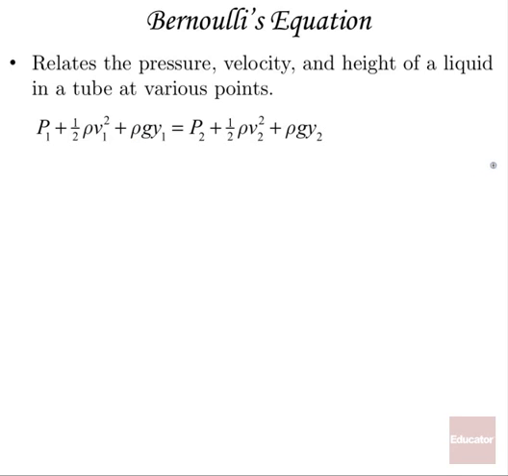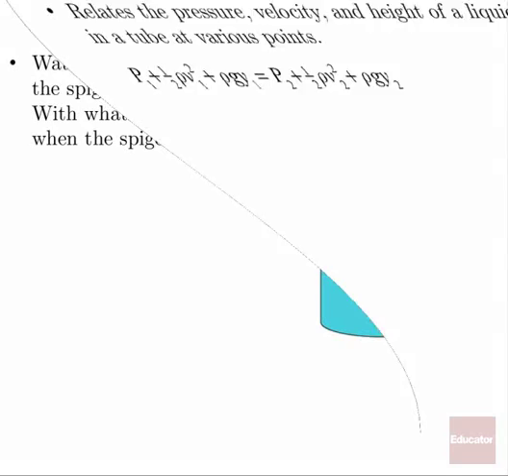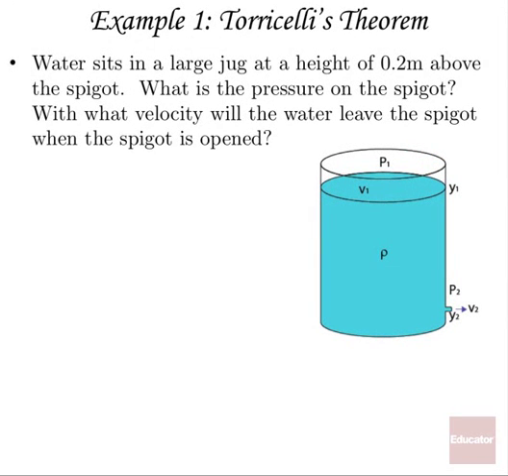So, as we check this out, let's take a look and use it to derive what's known as Torricelli's theorem. If we have water sitting in a large jug at a height of 0.2 meters above the spigot, what is the pressure on the spigot? And with what velocity will the water leave the spigot when the spigot is opened?